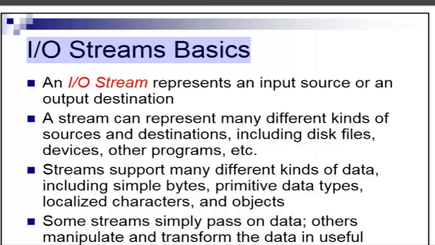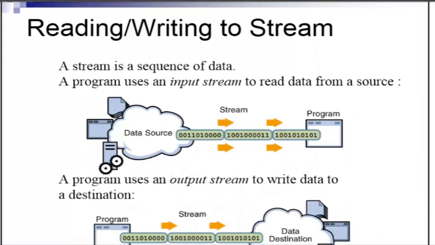Streams support many different kinds of data, for example simple bytes, primitive data types, localized characters, and objects. Some streams simply pass on data, others manipulate and transform the data in a useful way. So we have got a lot of stuff, and we need to map between these things. Basically, a stream is some sort of data, like a byte stream.